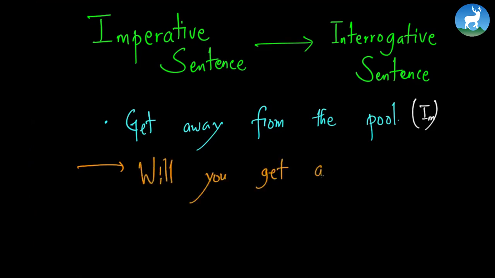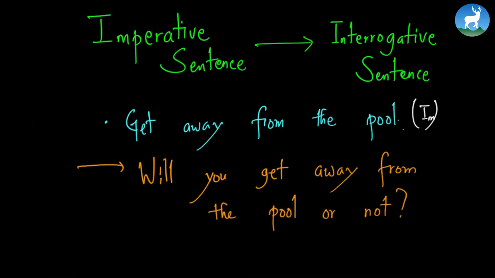Will you get away from the pool or not? This 'or not' is quite optional, so you can even not use it. Will you get away from the pool? Even that's fine. So this is now an interrogative sentence. I'm going to write IT for that. Look at the tense. Get away is in present tense, and will you looks like future tense, but the sense of present is still there. It's more like a request. Get away from the pool is more of a command, so the tone of the sentence is slightly changed. However, the meaning remains the same.